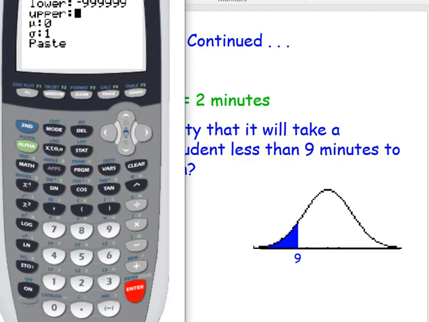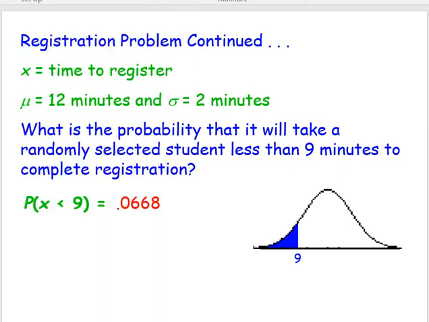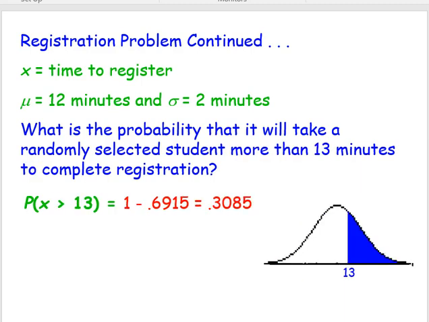That's negative infinity. Our upper limit, well, we're going to 9. Our mean of the distribution is 12 and the standard deviation is 2. Then we click paste, and it gives us our function. We hit enter. We get 0.0668. Notice that's the probability we had from our table. A little bit easier to use the calculator because we don't have to go through that process of finding the z-score to standardize it.